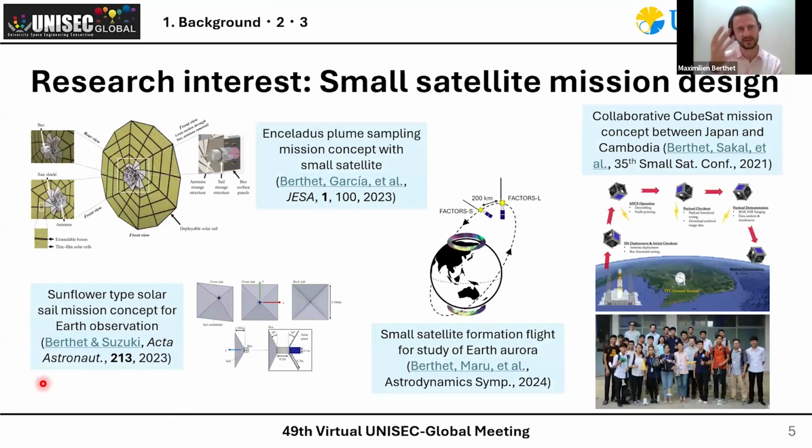These are kind of relevant to why I wanted to join CLTP. So the first research interest is small satellite mission design. So I'm interested, for example, in how we can use small satellites for deep space exploration. So this is a mission design I made with some colleagues for Enceladus Explorer, so one of the moons of Saturn. This is another mission I designed for Earth observation using solar sails. In addition, I recently worked on a project with satellite formation flying, so multiple satellites operating together by adjusting their orbits for scientific observation of Earth aurora.